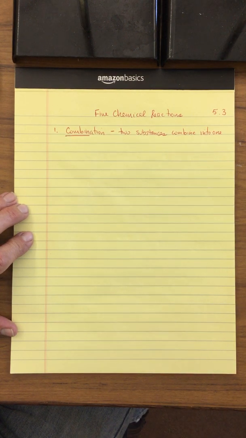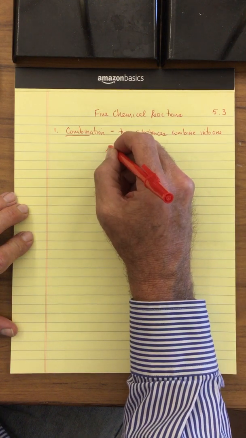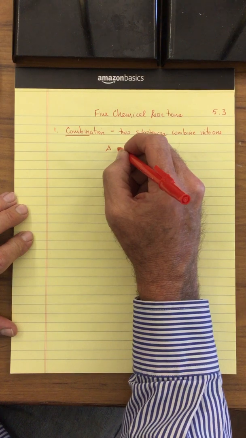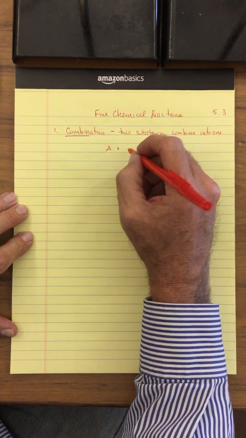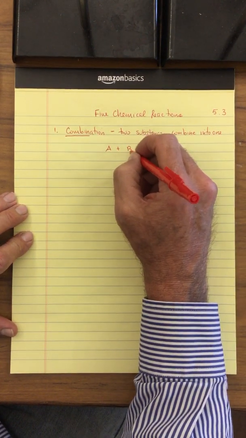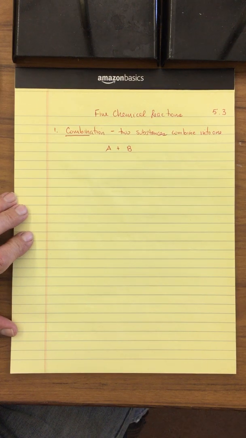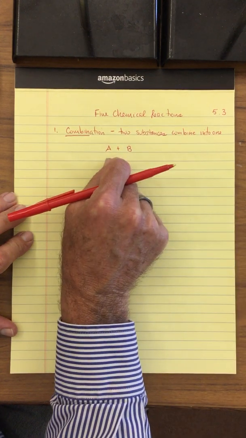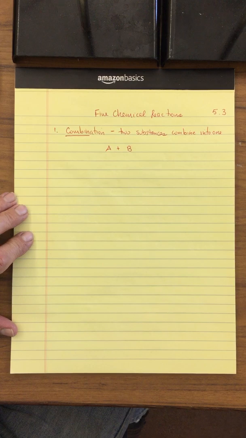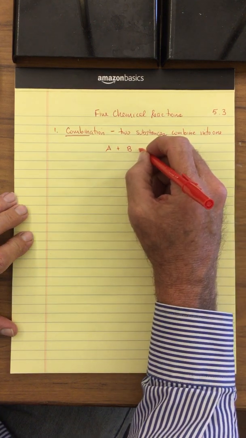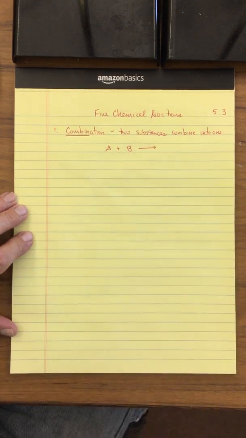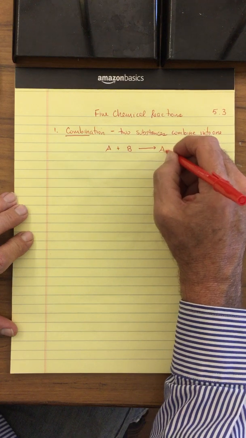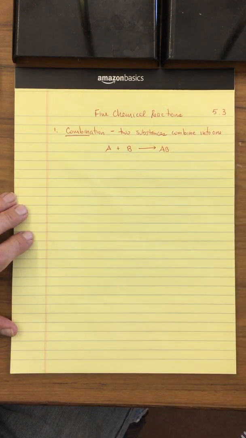Now, let me just give you some letter reference. Let's say you have chemical A, and we're going to be adding to chemical A chemical B. In a combination reaction, these two separate things, these two separate reactants, are going to combine into a single product. So they're going to become connected as AB.